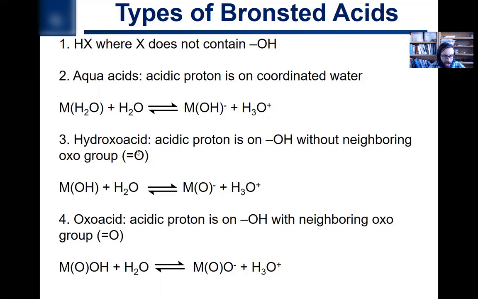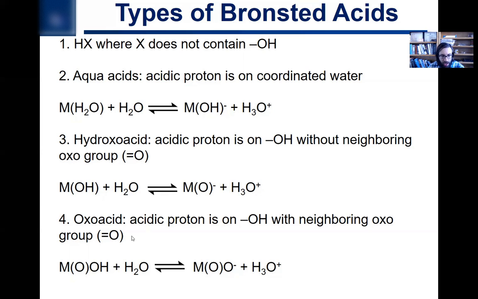The next type is a hydroxo acid, and this is when you have an acidic proton on an OH group again, but there's no neighboring oxo group. So instead of being a coordinated water, here it's on an OH group, but there's not a neighboring oxo group. That distinguishes it from an oxo acid. So this is a hydroxo acid. This would look something like an OH coordinated to a metal and then reacting with water to become MO. This H just went away and formed with water hydronium ion.